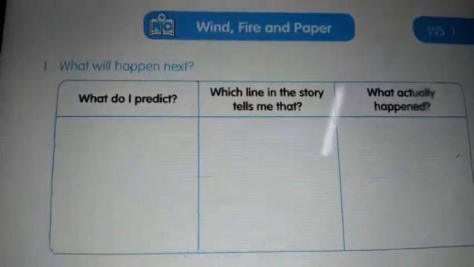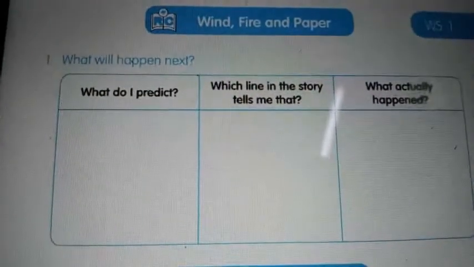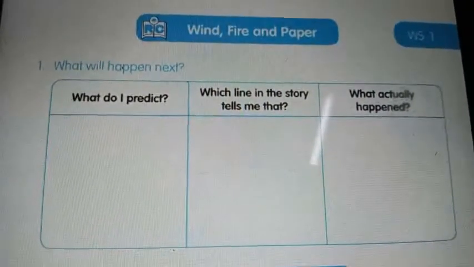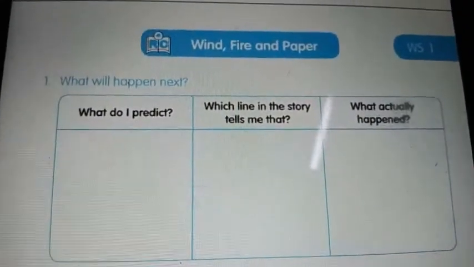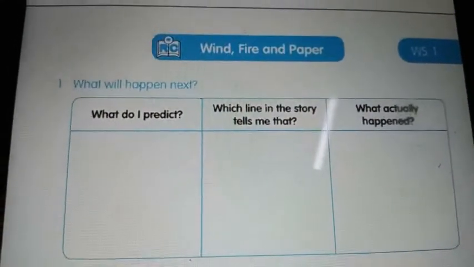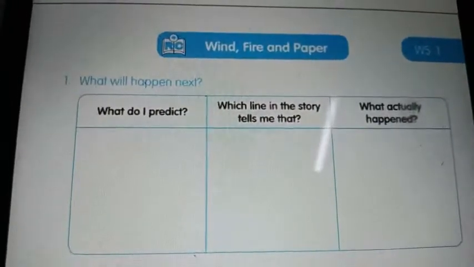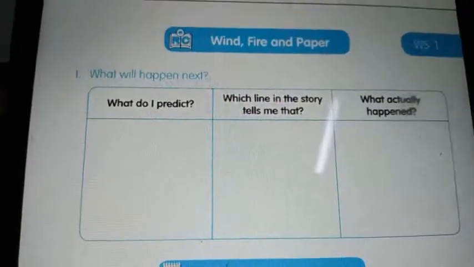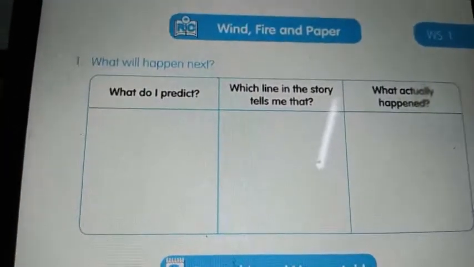While you are reading a story, what do you have to do, my dear children? Yes, step 1: look at the title and pictures. Next, during reading, stop. Guess what will happen next. After reading, see if your prediction was right or not, right? Yesterday I gave this, you just have to write your own thinking, right?